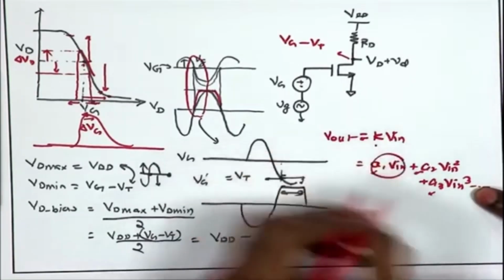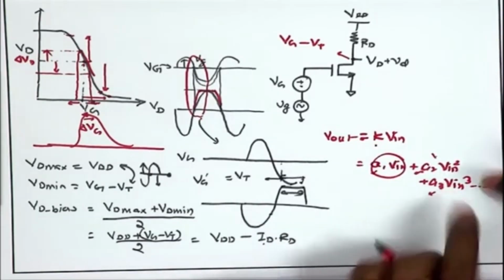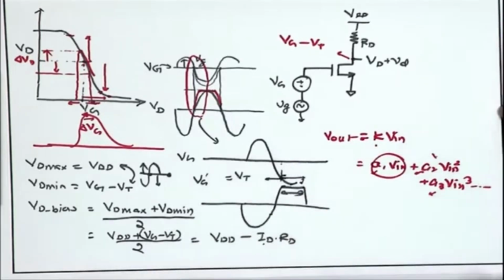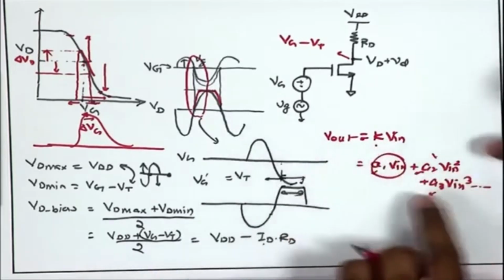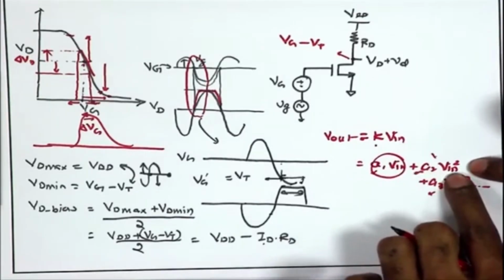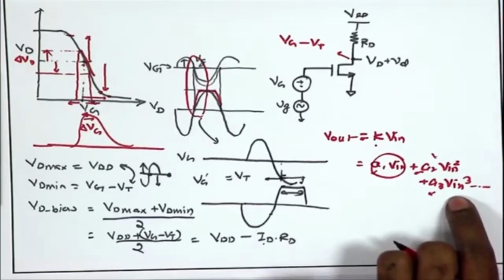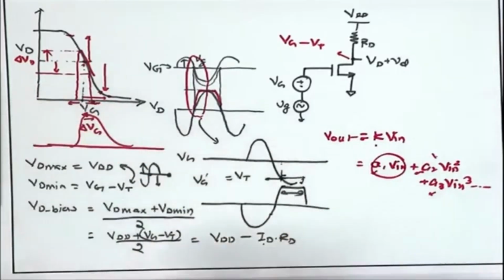We want only the first term, but we are getting all kinds of other higher order terms which are not desirable, which are distortions, and this leads to harmonic distortion. So, if you are inputting a sinusoid of sin omega t, and you have the second term A2 times V in square, it is going to lead to a sin 2 omega t term. The cubic term is going to lead to sin 3 omega t terms, and therefore you have harmonic distortions. You have harmonics of the input signal present at the output, which is undesirable.